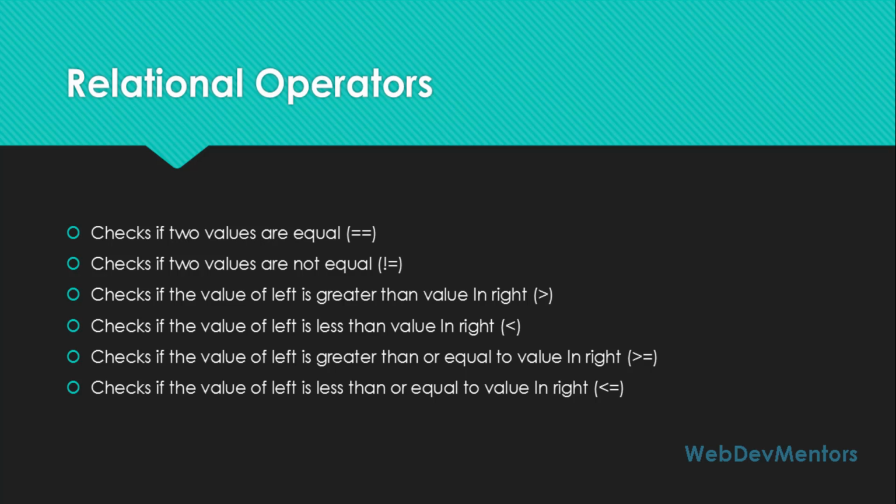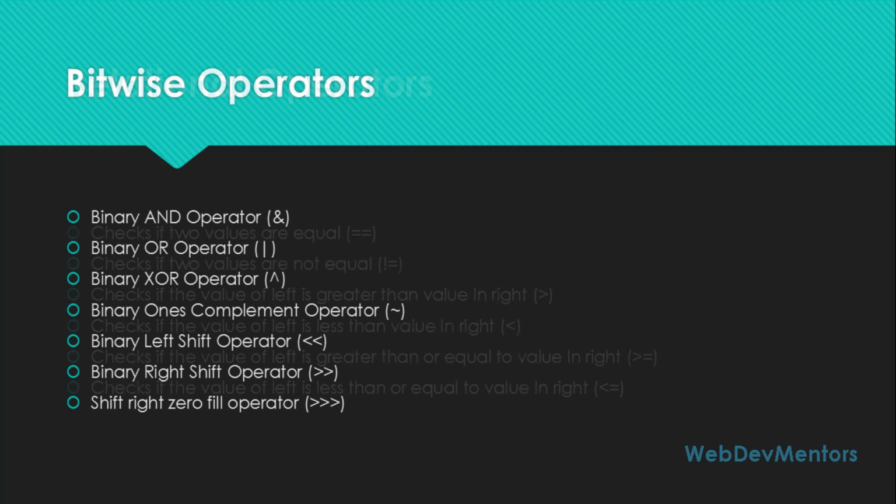and the greater than or equal to is going to check if the value on the left side is greater than or equal to the right side value, and less than or equal to is going to check if the value in the left side is less than or equal to the value on the right side. So the next set of operators are bitwise operators. Bitwise operators are a little bit complex to actually explain and also understand without a practical implementation.